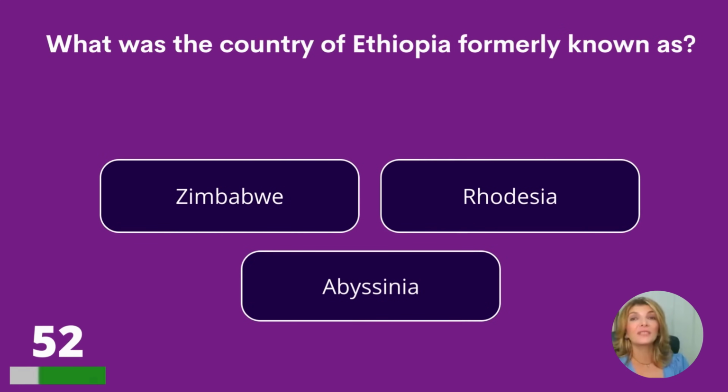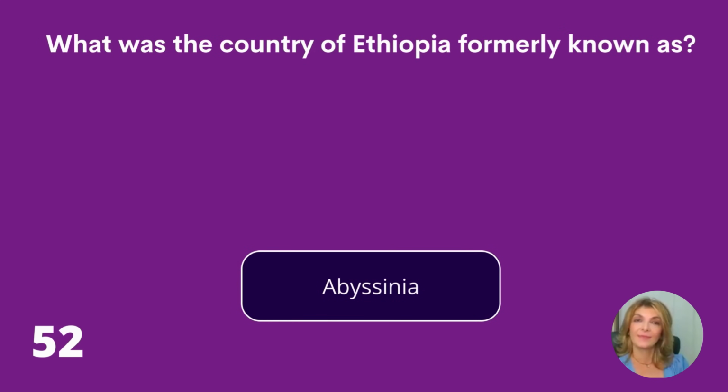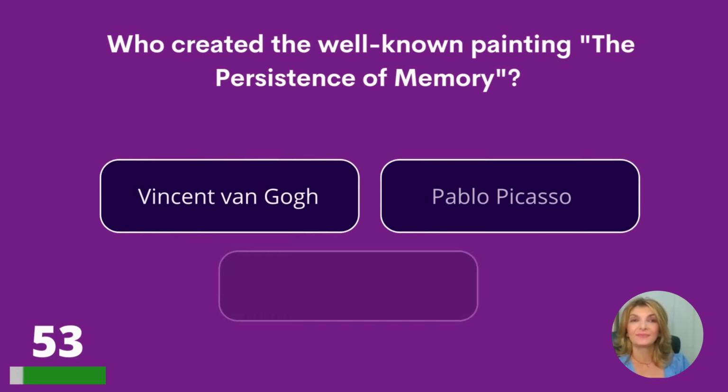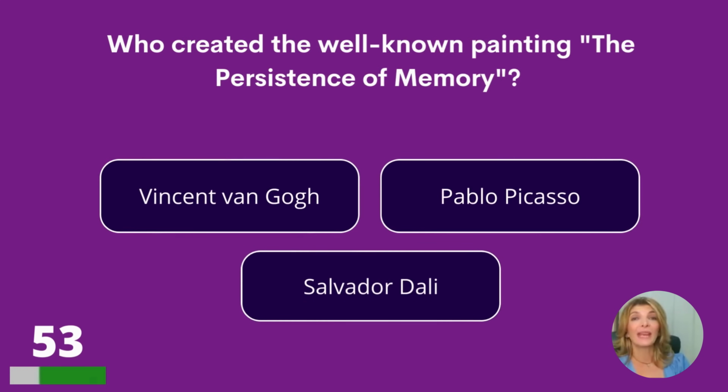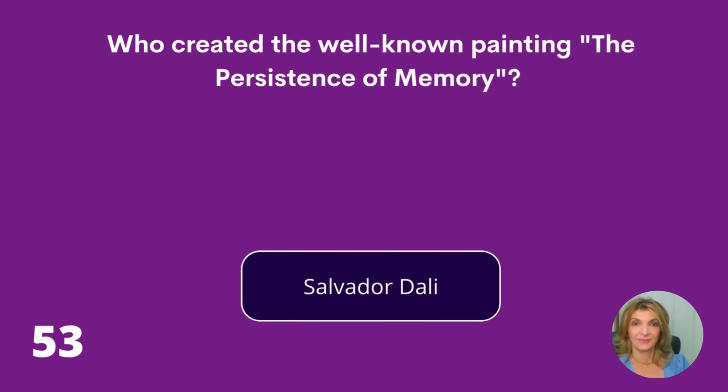What was the country of Ethiopia formerly known as? Zimbabwe, Rhodesia, or Abyssinia? Abyssinia. Who created the well-known painting The Persistence of Memory? Vincent van Gogh, Pablo Picasso, or Salvador Dali? Salvador Dali.